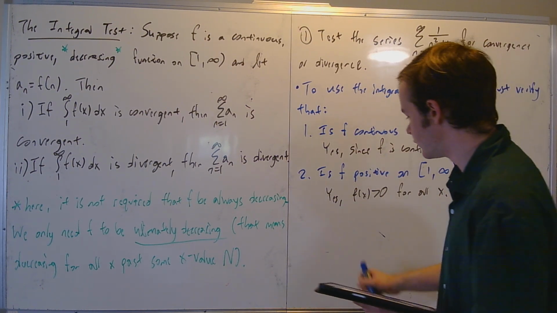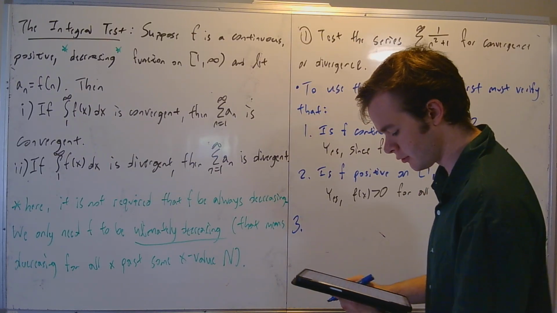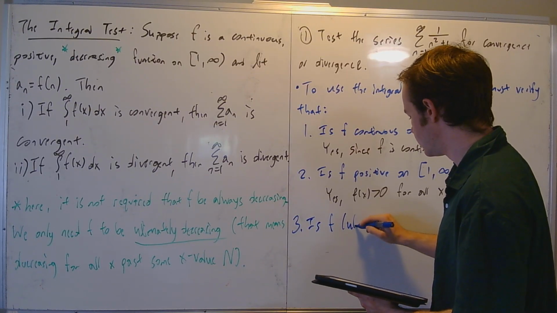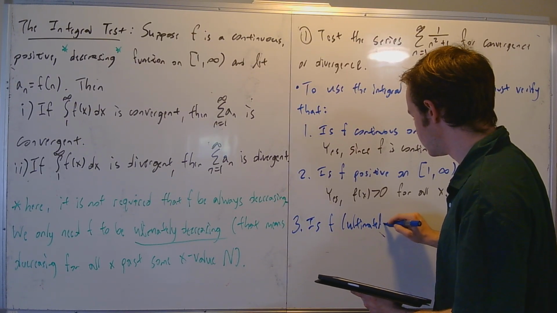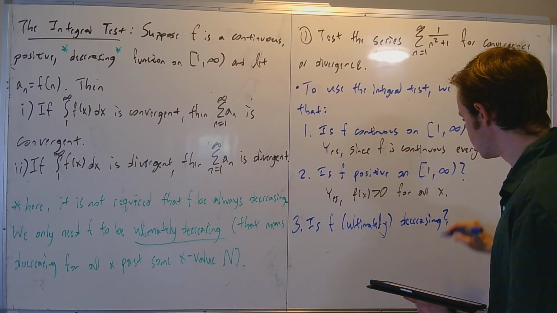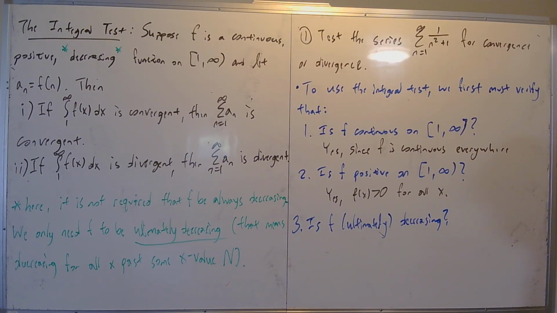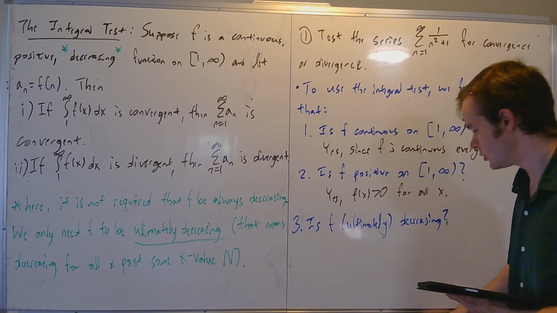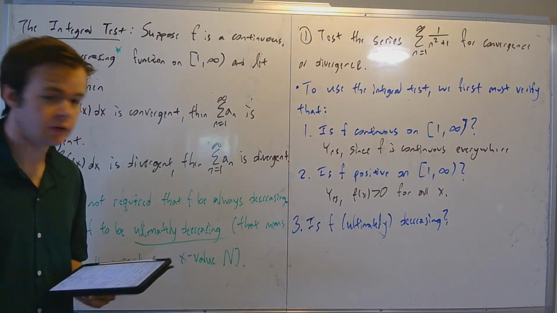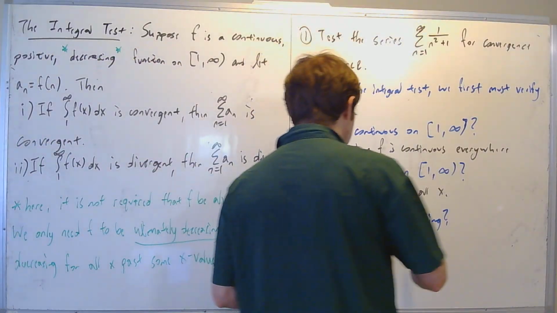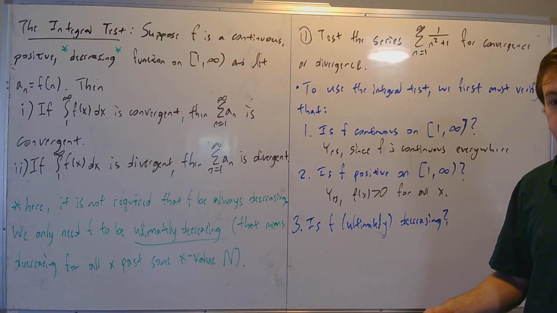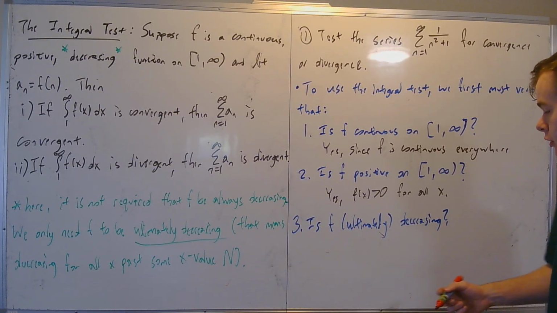Okay, and now our third and final question here to check that we can use the integral test is f ultimately decreasing? Right, and this one is the thing that might be a little bit tedious to check. But the way we check if a function is decreasing, think back to calculus 1. How did we check whether a function is decreasing? Well, if a function is increasing or decreasing, that's actually a statement about its derivative. If it's increasing, the derivative is positive, and it's decreasing exactly when the derivative is negative.